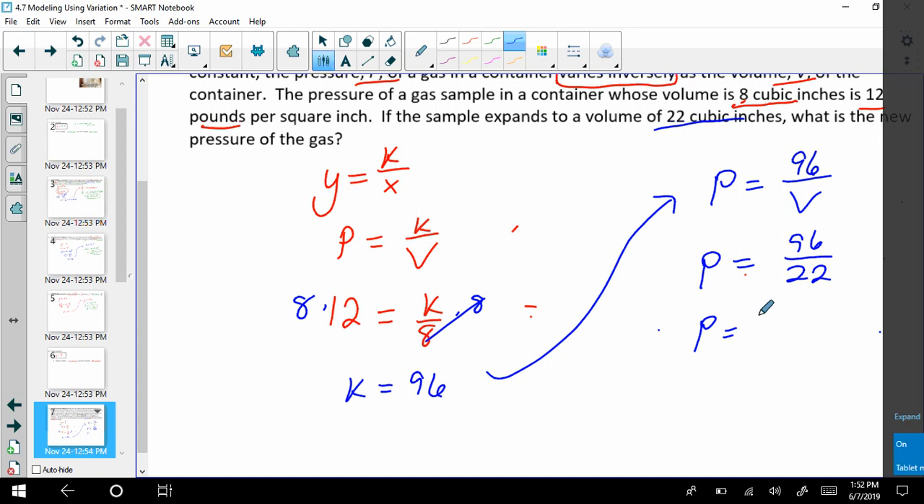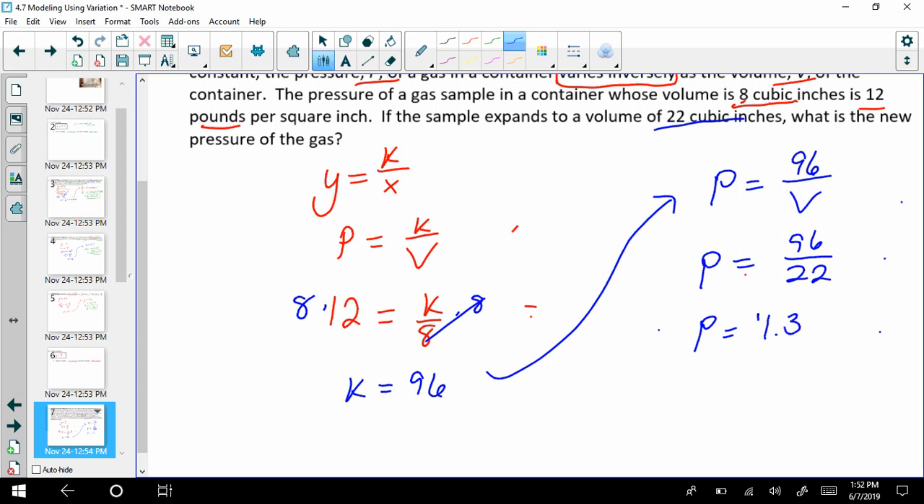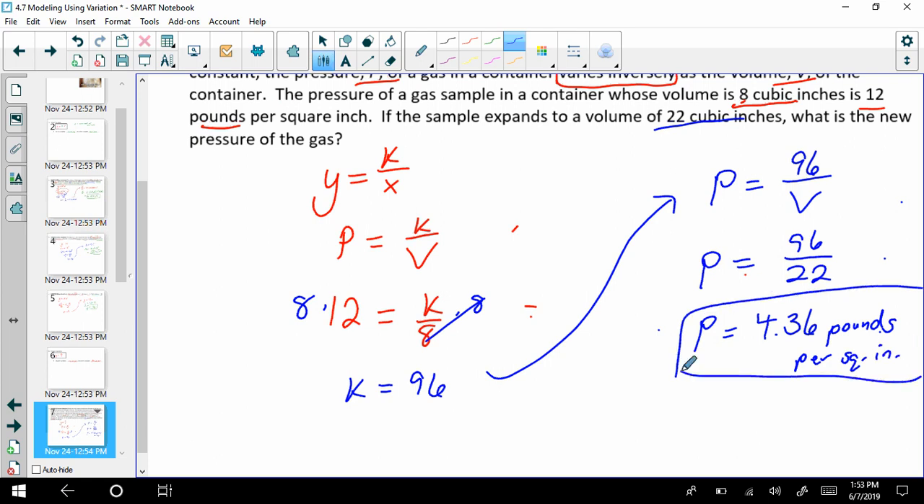So if we divide, we would have 4.36, and what's our label? Since this is pressure, what were they measuring pressure in? Pounds per square inch. There would be my answer.